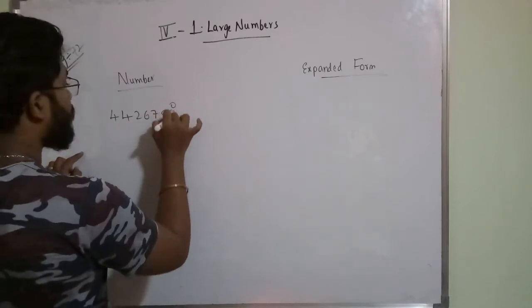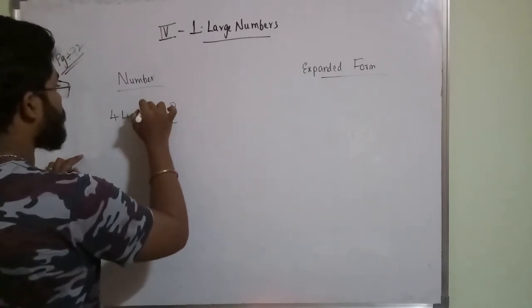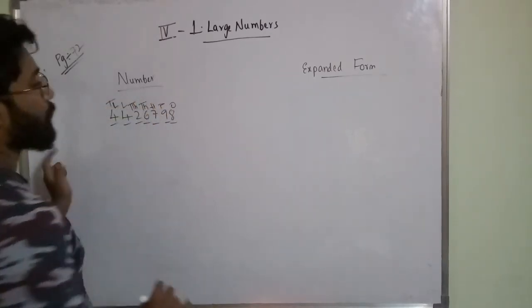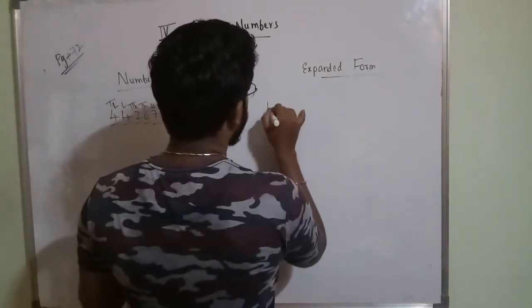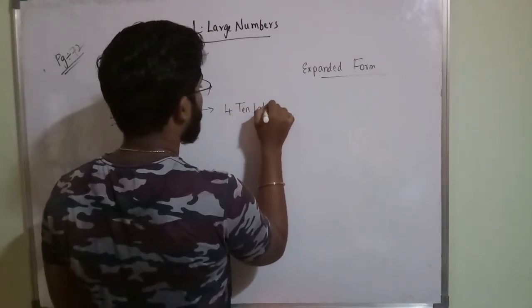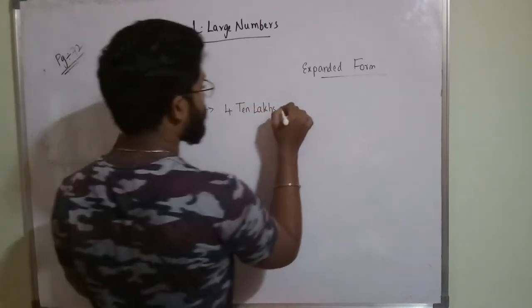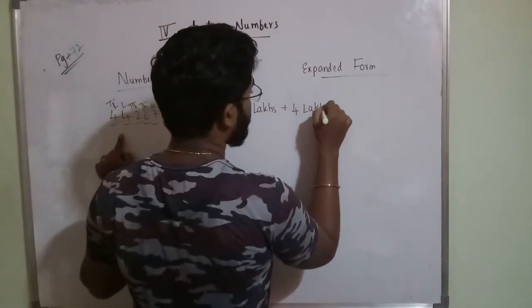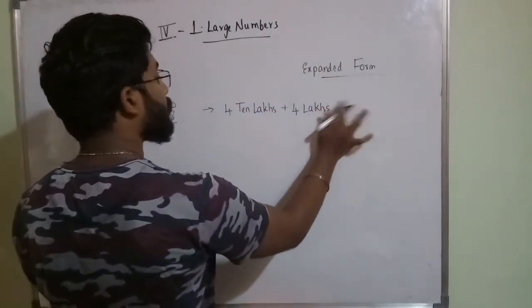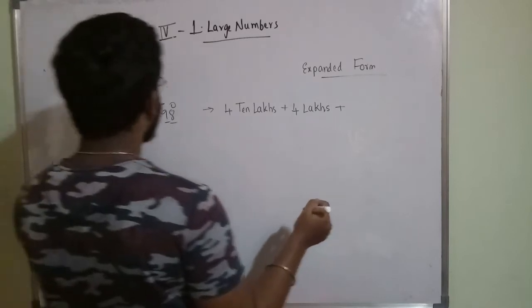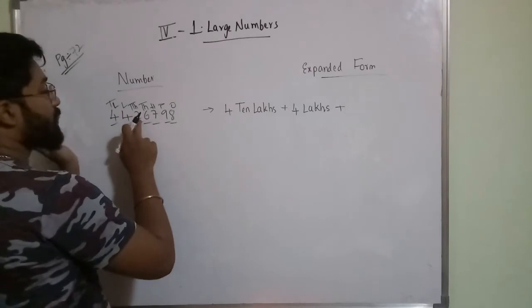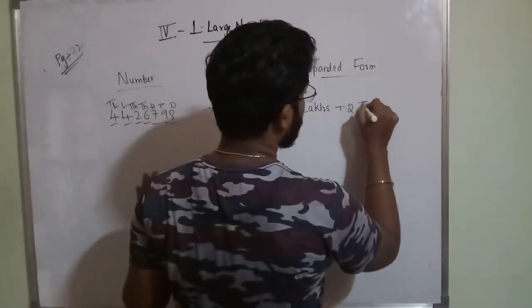This is ones, tens, hundreds, thousands, 10,000s, lakhs, 10 lakhs. So what is the expanded form? 4 10 lakhs plus 4 lakhs. Okay, is it clear? Plus 2 is in which place? 2 10,000s.